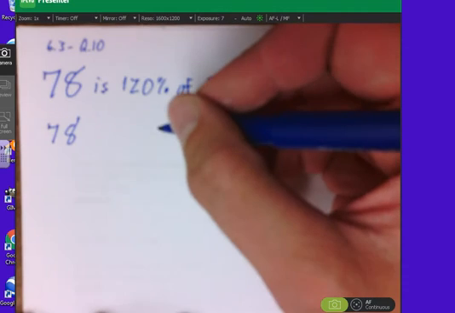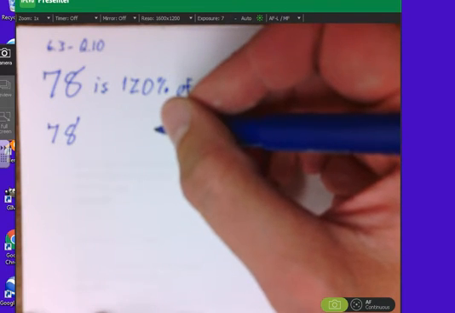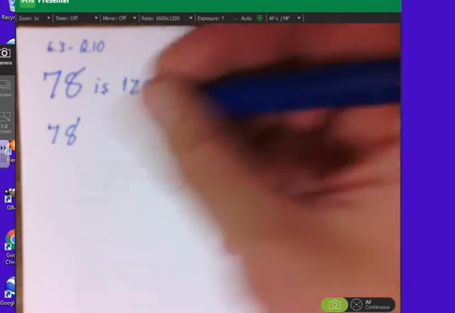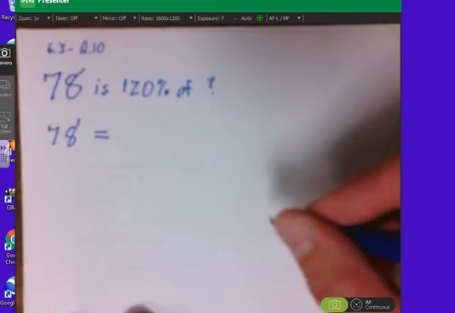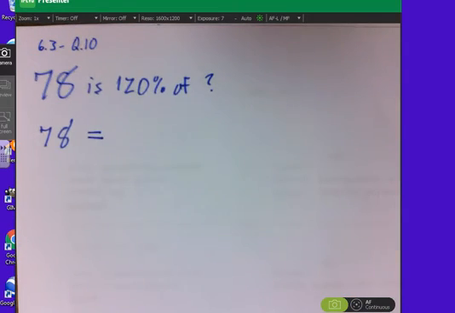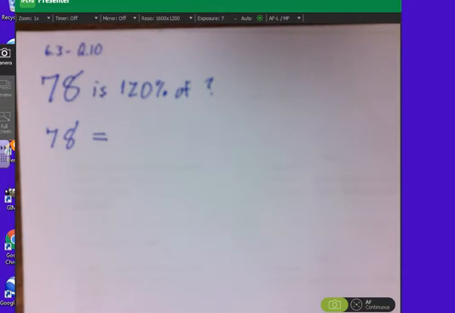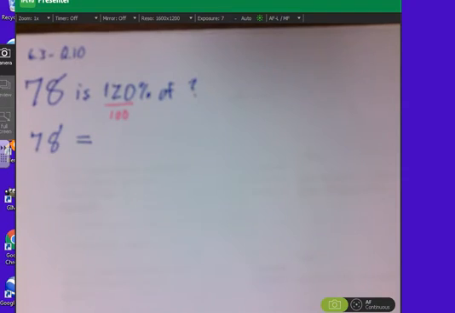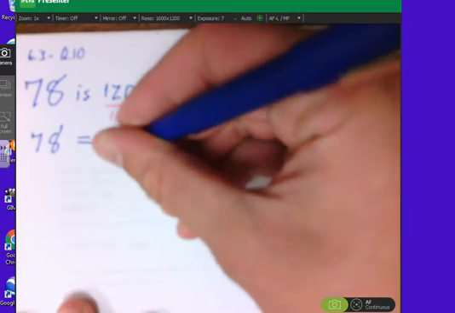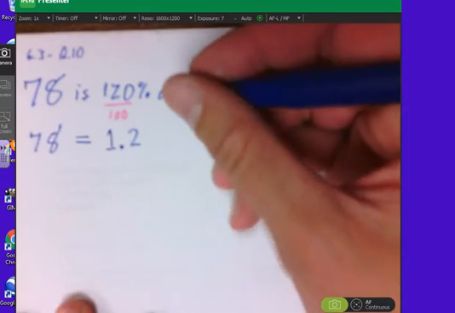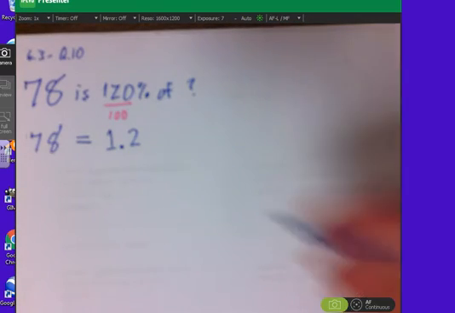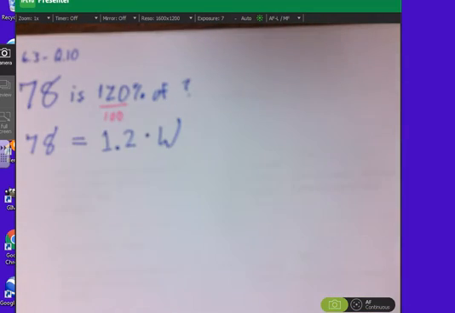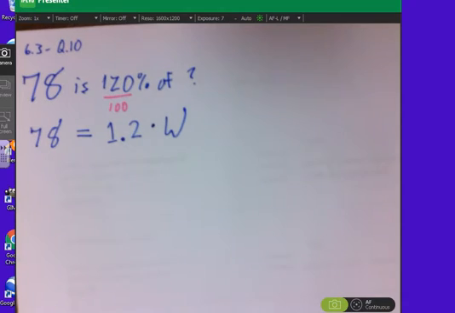What does is become? If I say 2 times 3 is 6, what symbol would that be? Equals. The equals symbol. Then 120%, well, what does percent tell me to do? Divide by 100. So when I do that, I get the percent value turns into a decimal value of 1.2. What does of become? Multiplication. And let's just say W, because we're looking for the whole value here.